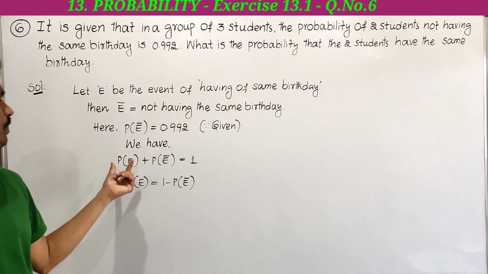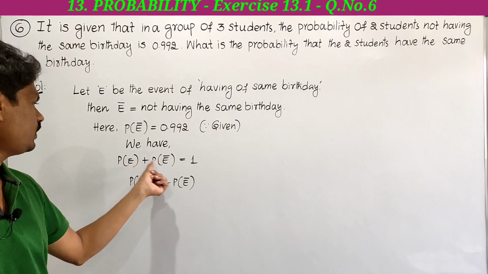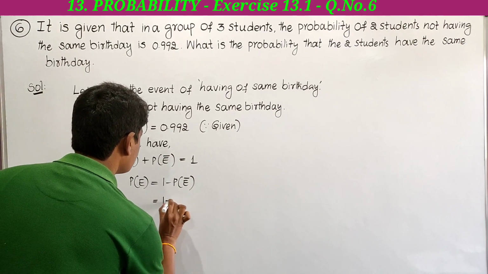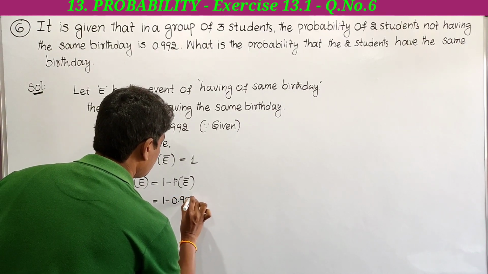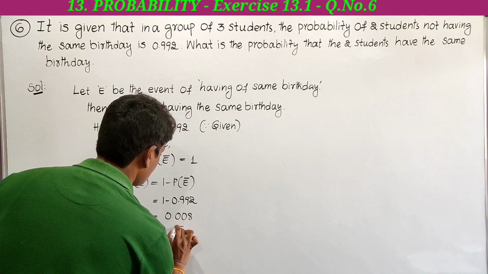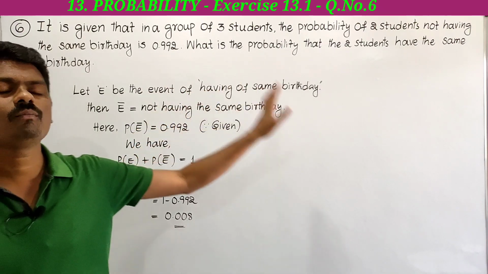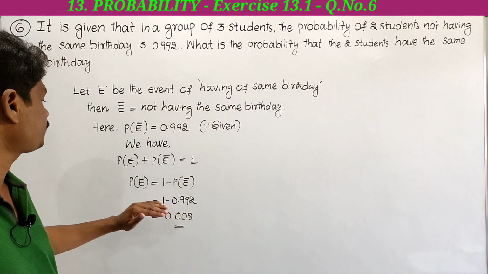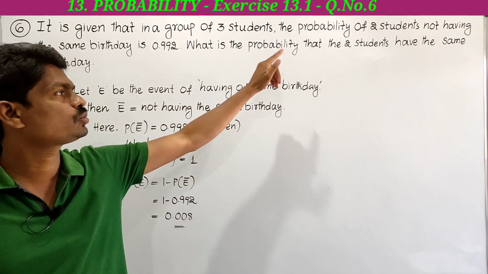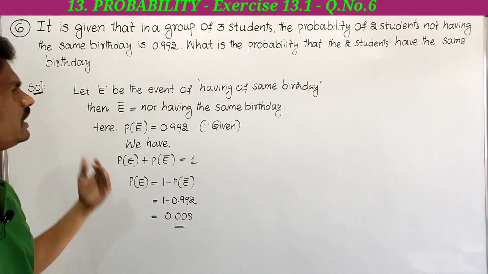So here we know P of E plus P of not E is equal to 1. So we have to find P of E. P of E is equal to 1 minus P of not E. So here it is 1 minus, he has given, 0.992. So 1 minus 0.992 is 0.008. So this is the probability of event E. What is E? Having the same birthday. So it is 0.008. Therefore the probability that the 2 students have the same birthday is 0.008.